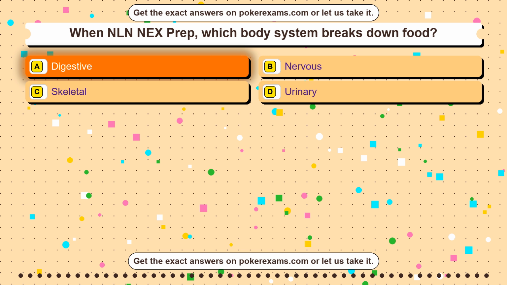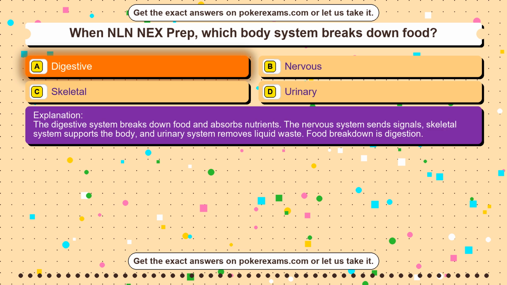Digestive. The digestive system breaks down food and absorbs nutrients. The nervous system sends signals, skeletal system supports the body, and urinary system removes liquid waste. Food breakdown is digestion.